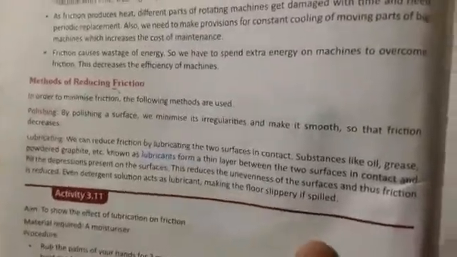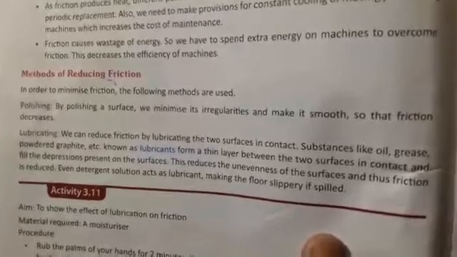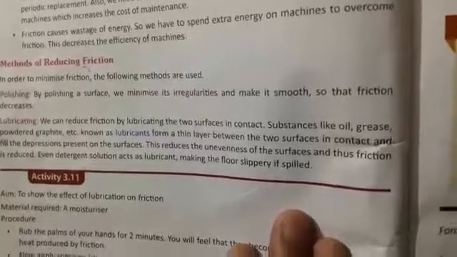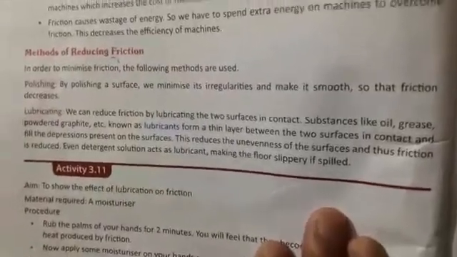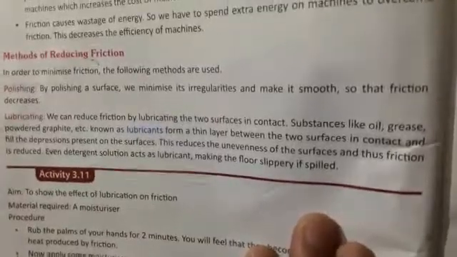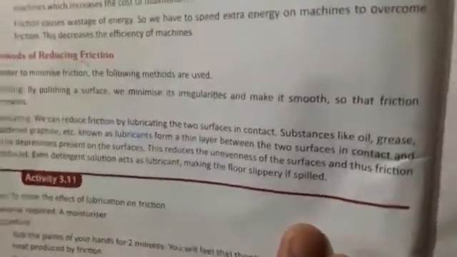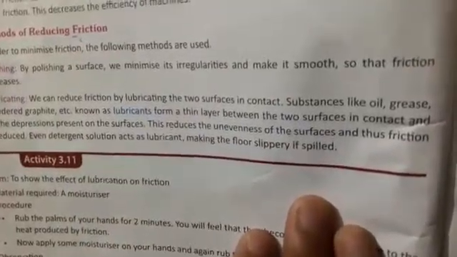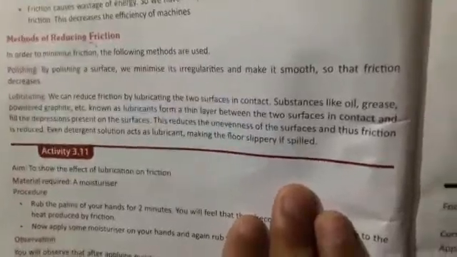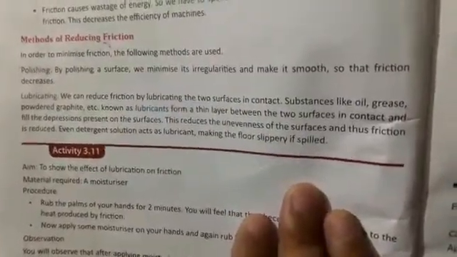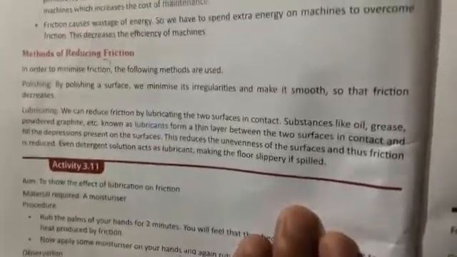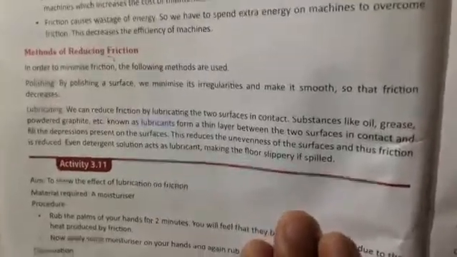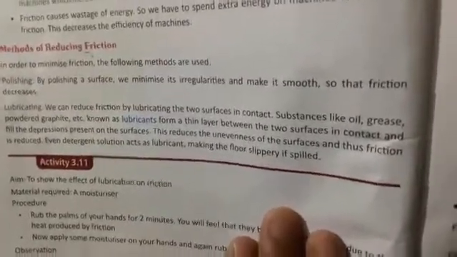What are the methods? In order to minimize friction, the following methods are used. First, polishing. By polishing a surface, we minimize its irregularities and make it smooth so that friction decreases. Second one is lubricating. We can reduce friction by lubricating the two surfaces in contact with substances like oil, grease, powdered graphite, etc., known as lubricants, which form a thin layer between the two surfaces in contact and fill the depressions present on the surface. This reduces the unevenness of the surface and thus friction is reduced.